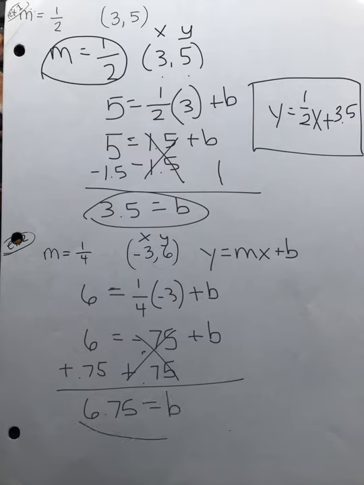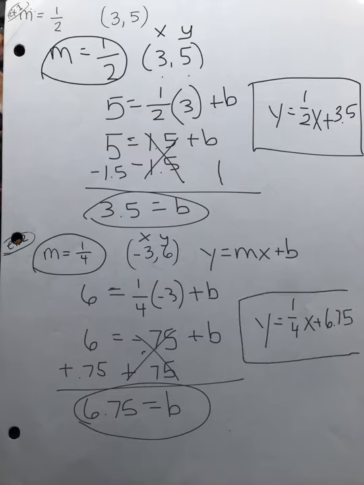So now we have a b. We started off with an m. We can get it into y equals m 1/4 x, there always has to be an x in the problem, plus 6.75, and that would be your final answer.